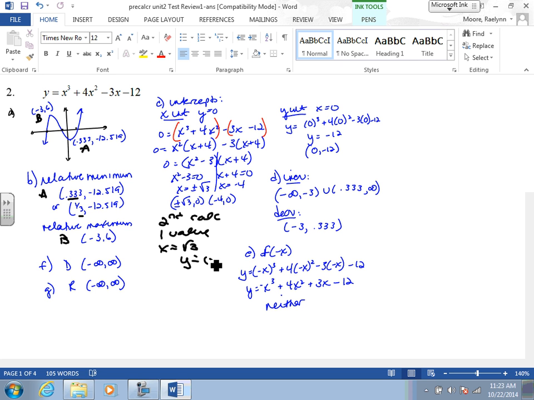Okay, increasing, decreasing, good. And when we substituted in your negative x, this was neither. And we can tell right away, there's no reflection over the y-axis, and there's no reflection through the origin.